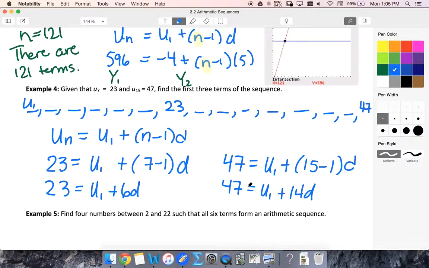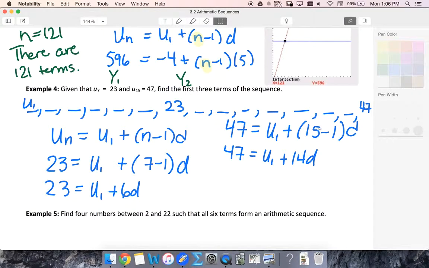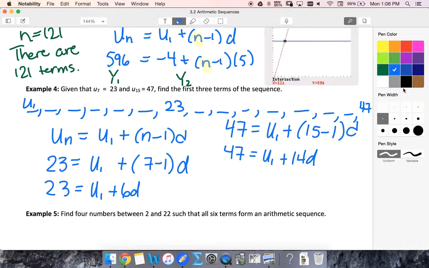If I rewrite these two equations, and I wish that I had been writing smaller, give myself some space, and I'll switch colors here. All I'm doing is putting the equal sign, so I just switched sides. I'm going to do the same thing over here. U1 plus 6d is 23.